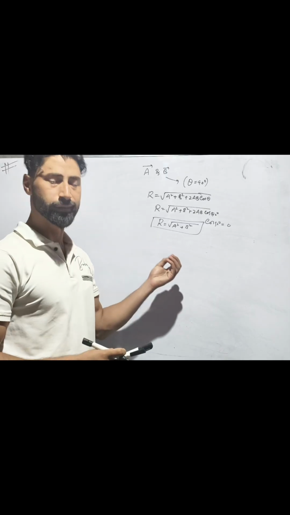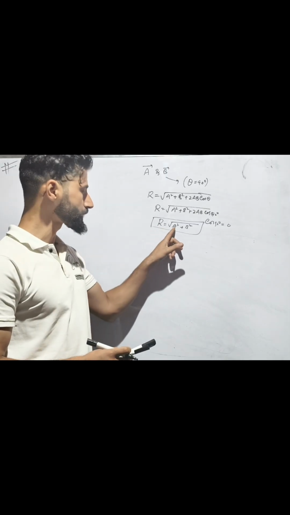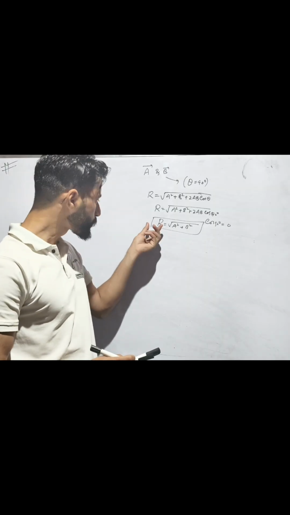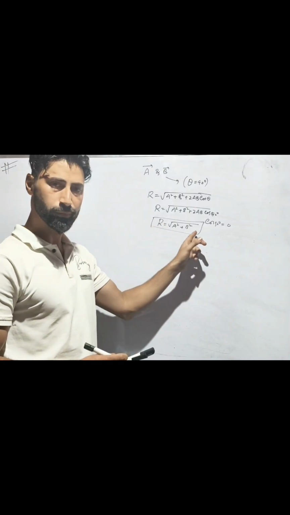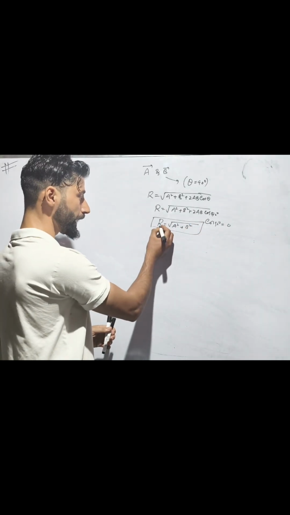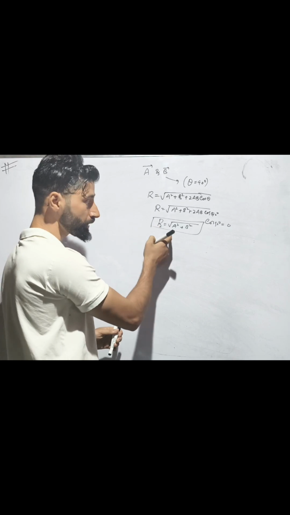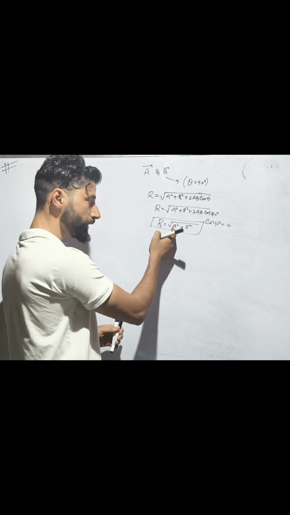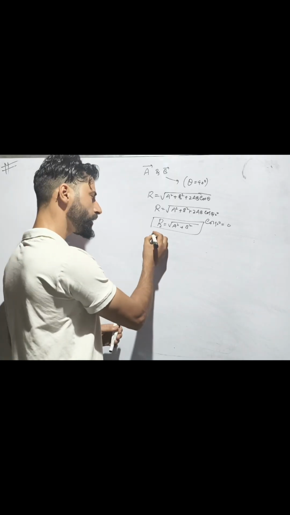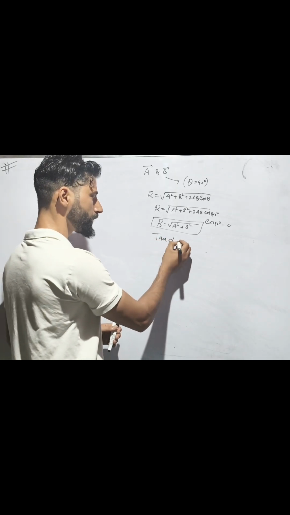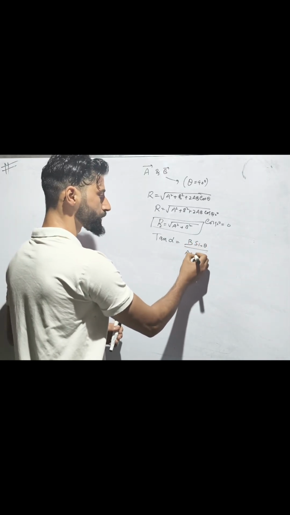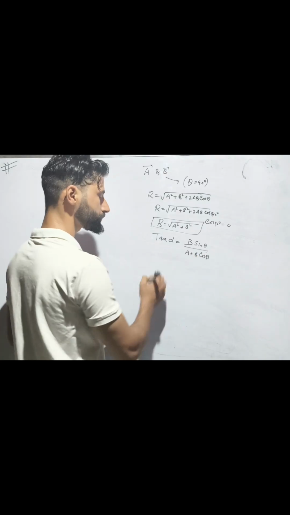Now we have to find the direction of this resultant, because the sum of the two vectors is also a vector. So this possesses direction, this possesses magnitude. The magnitude of this resultant is under root of a square plus b square. Now how to find the direction? I have told you that we simply find the angle this resultant makes with either of the vectors, either vector a or vector b. Suppose it makes angle alpha with the a vector. We know the formula: tan of alpha is equal to b sine theta divided by a plus b cos theta.